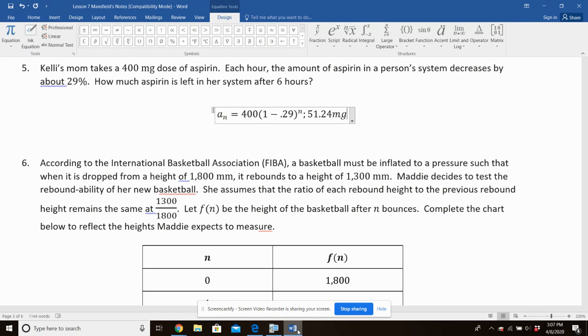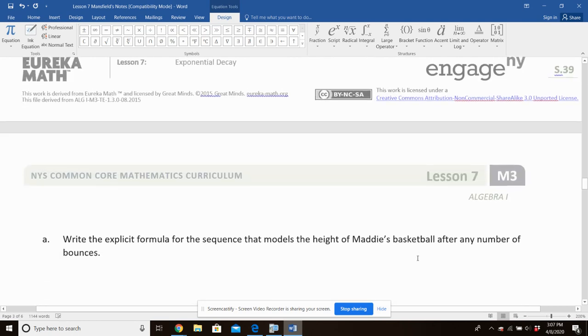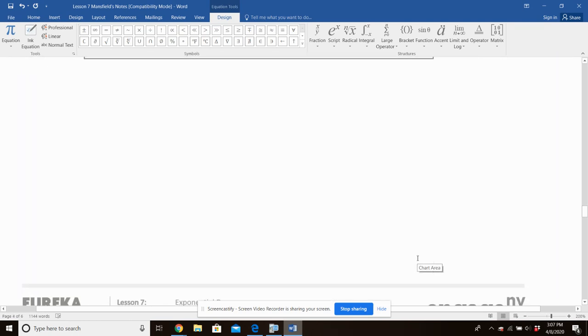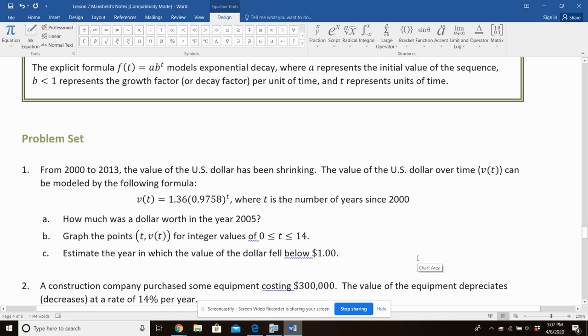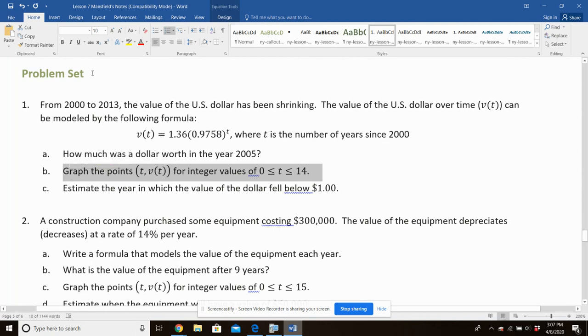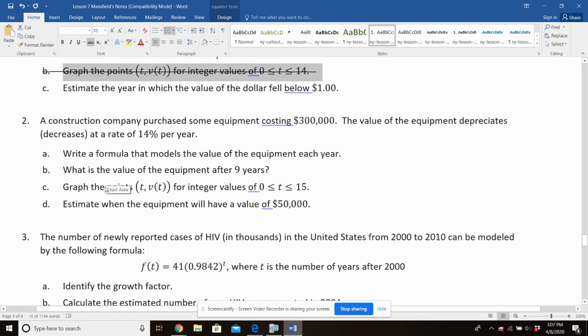If you would like me to go into them more in depth, please feel free to email me, hop onto Google Hangouts with me. I am going to have you hop down. We're going to skip this next problem, so let's just skip those next pages there. All right, and I want you to go to where it says problem set. Now, everything that says graph, I want you to get rid of. I don't want you to have to do any graphing. So any part that you see that says graph, you may get rid of.